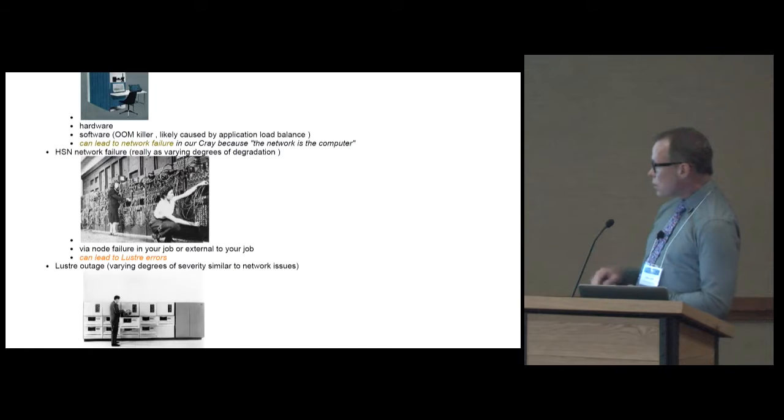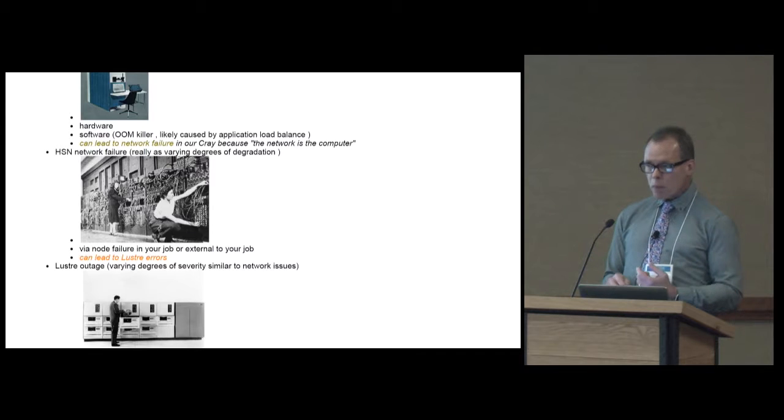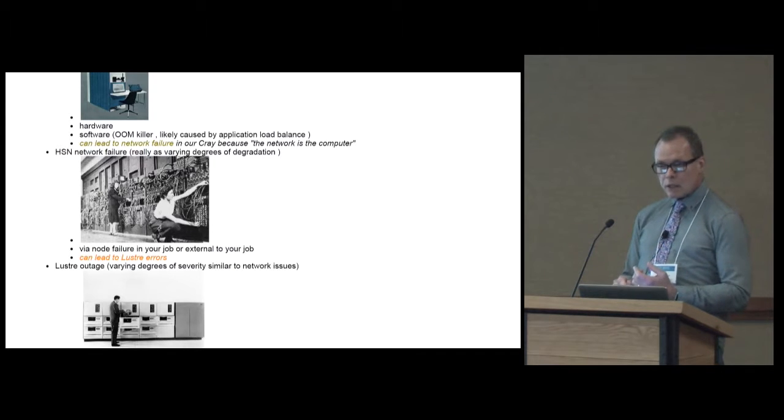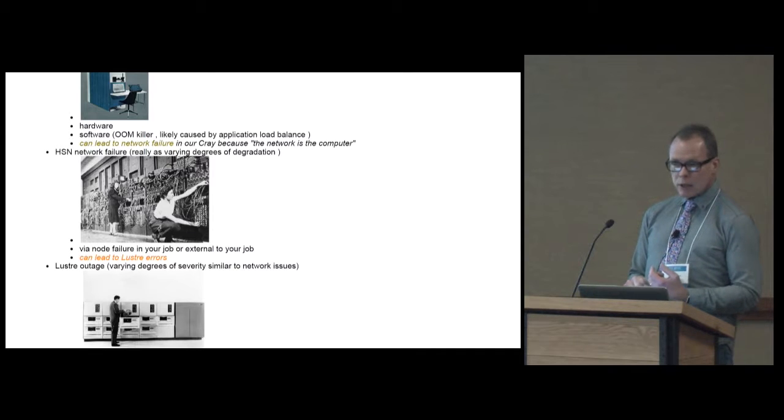Larger network failures can lead to Lustre errors because Lustre is also using that high-speed network. So on most machines, in Exceed and Blue Waters, you're using the network for both your MPI communications and your access to disk.